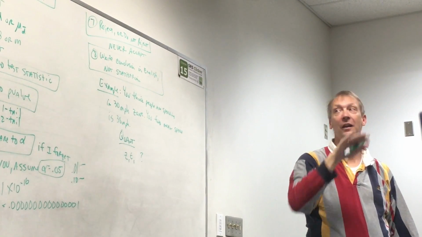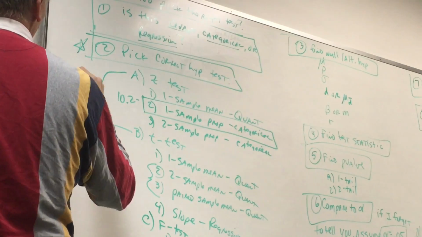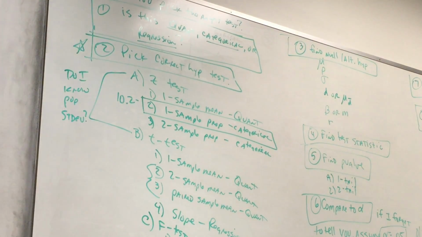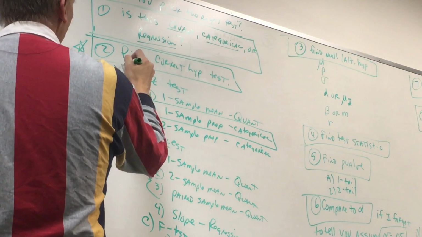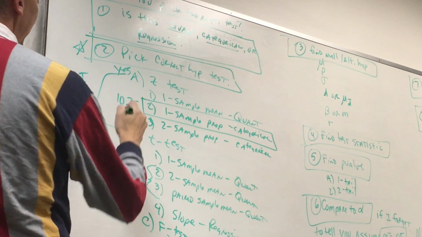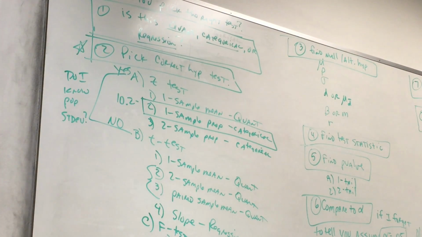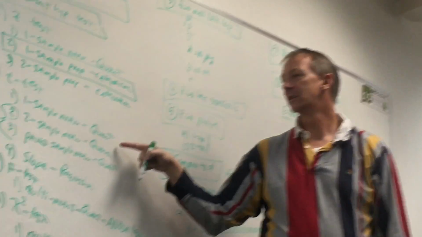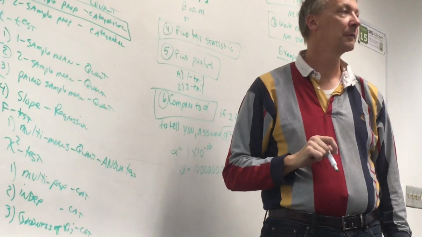Standard deviation. Okay? So the question on whether it's a z or a t is: do I know the population standard deviation? If the answer is yes, it's a z-test. If the answer is no, it's a t-test. Okay? So, do I know the population standard deviation on what I've told you so far? No, so therefore it is a t-test. Okay, and it's going to be a one sample t-test.